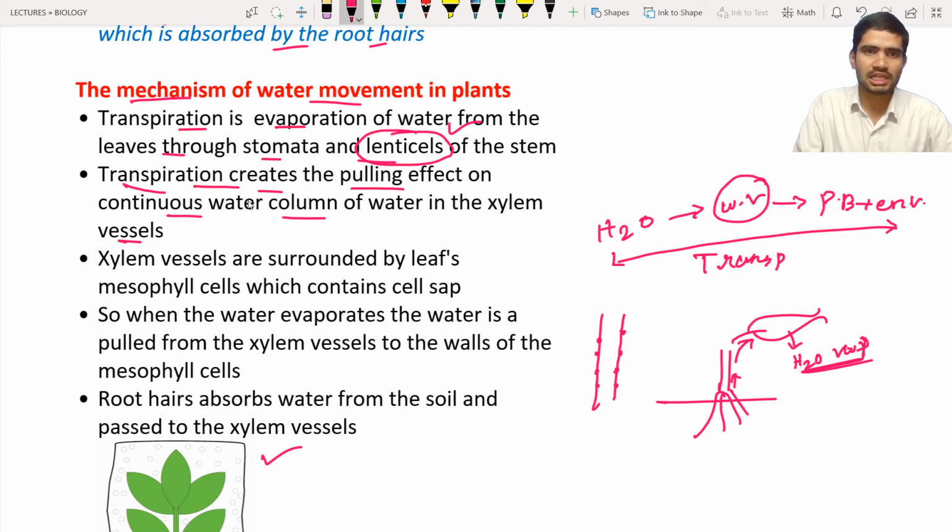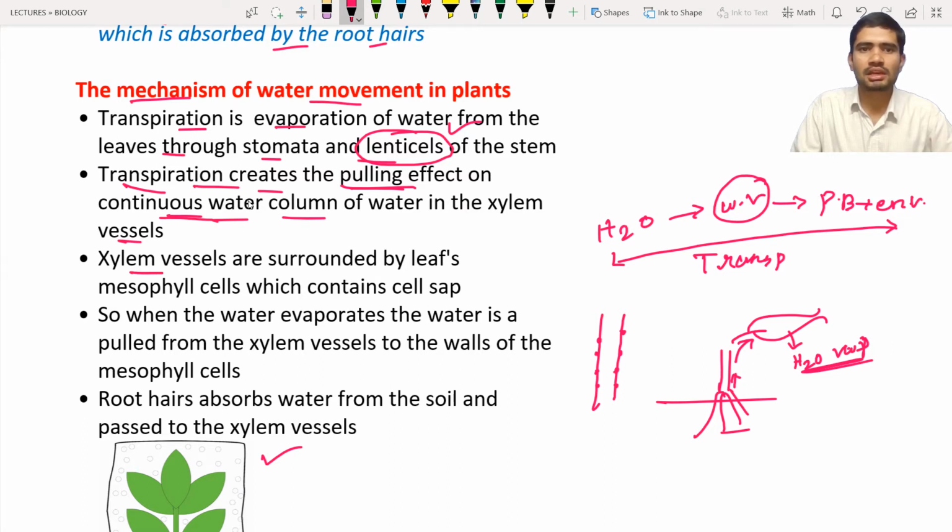Hence we can say that the transpiration is going to create a pulling effect of a continuous water column. What is meant by continuous water column? It means there is a continuous flow of water from the root hairs to the tip of the plant or each and every part of the plant. That is known as continuous water column.